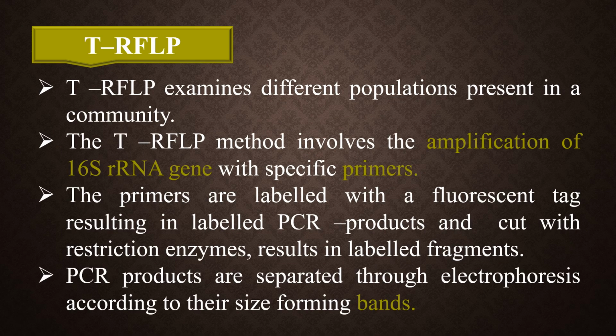Terminal restriction fragment length polymorphism. TRFLP examines different populations present in a community. The TRFLP method involves the amplification of 16S rRNA gene with specific primers. The primers are labeled with a fluorescent tag, resulting in labeled PCR products, and cutting with restriction enzymes results in labeled fragments. PCR products are separated through electrophoresis according to their size, forming bands.